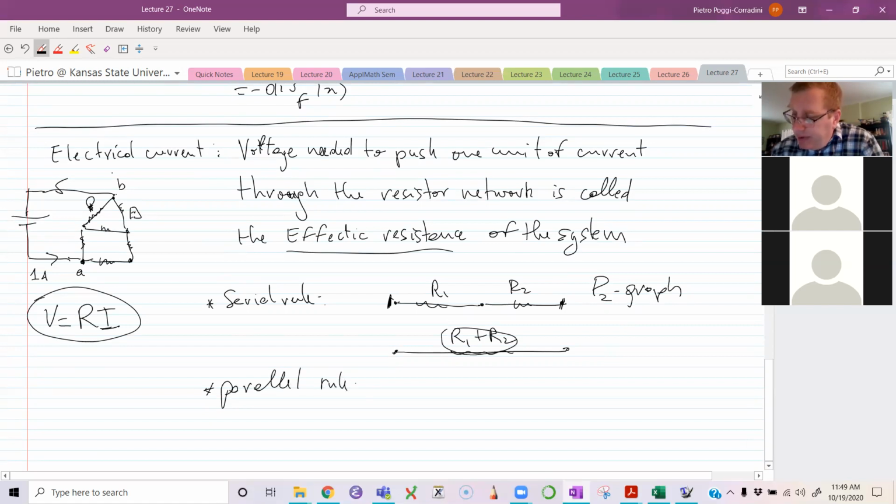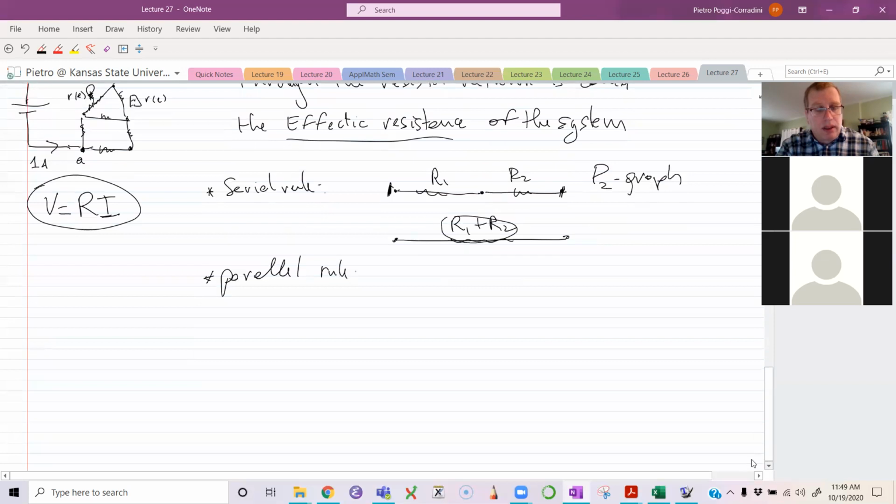Every resistor here has an associated resistance, which you should think of as a number associated to the edge. But in general, like in this house example, how do you compute this effective resistance? Well, you can use the Laplacian. So this is where the Laplacian comes in. Let me just go through that.